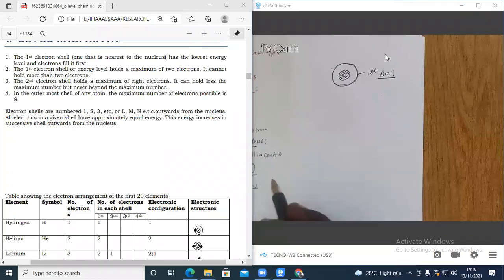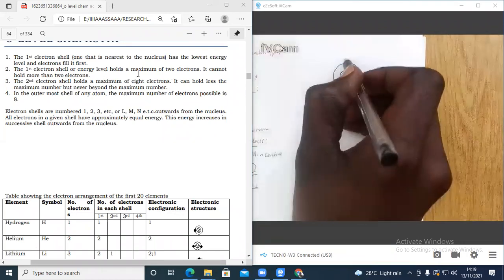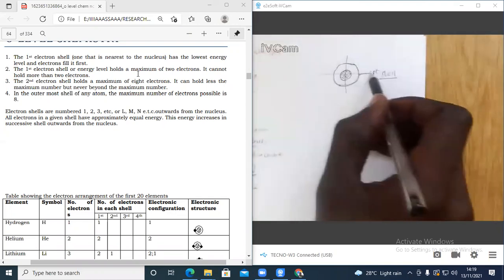The first one is saying the first electron shell has the lowest energy and is the first to be filled. The second one is saying the first electron shell, or energy level, can hold a maximum of only 2 electrons.